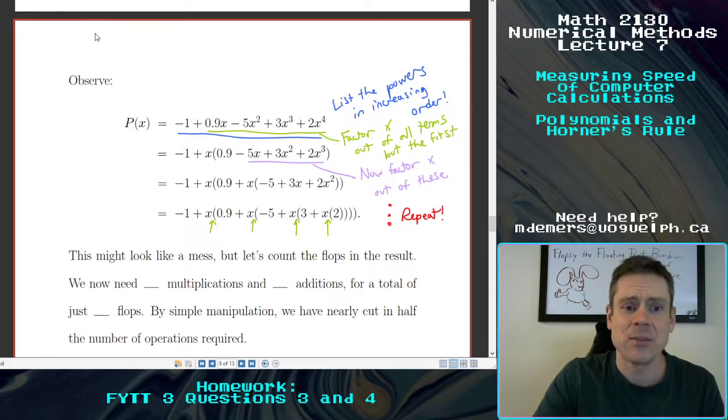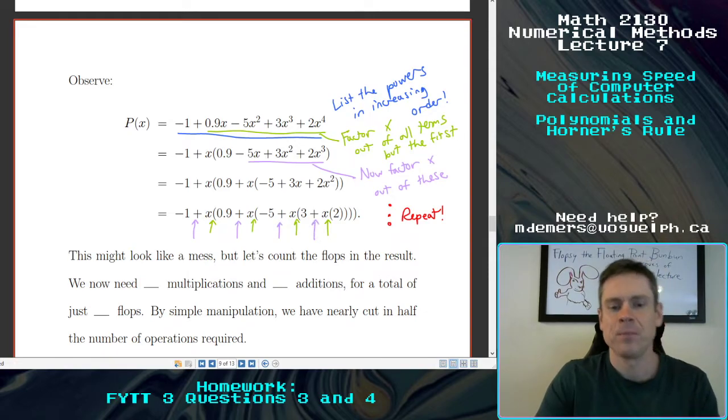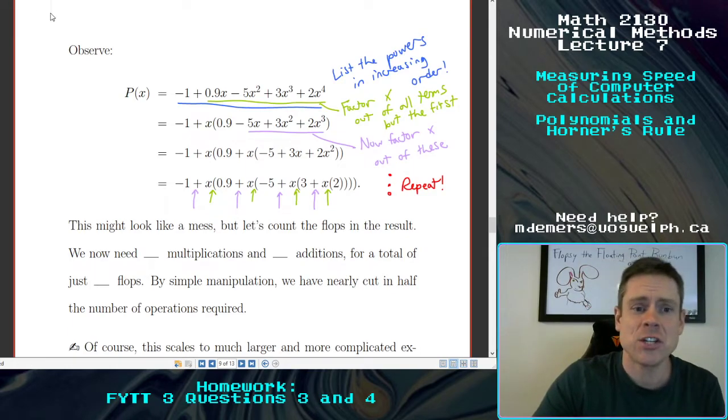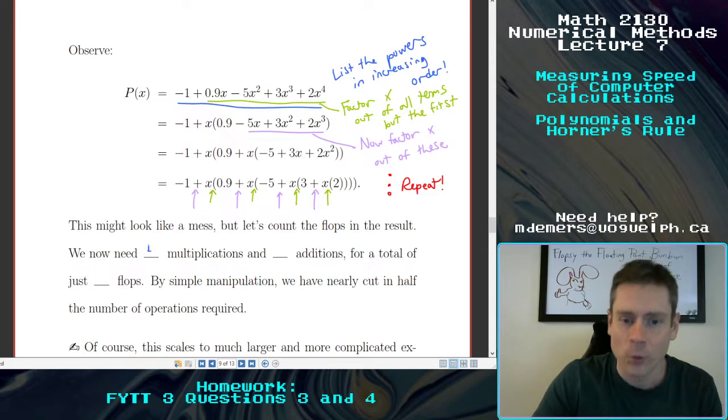The number of additions and subtractions, well, I have a plus right here, I have a plus right here, I have a plus right here, and I have a plus right there. So we've gone from 14 to a situation where we now have just 4 multiplications as well as 4 additions. And that gives us a total of just 8 flops.